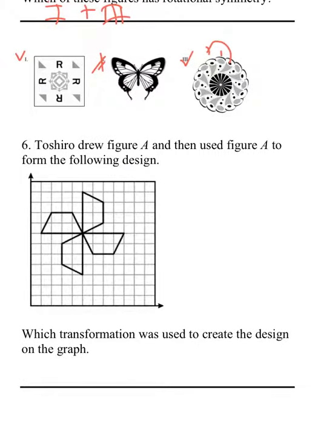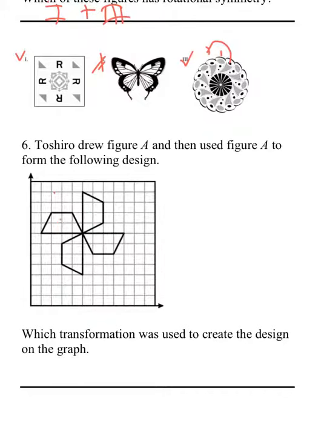Toshiro drew figure A, then used figure A to form the following designs. Which transformation was used to create the designs? So figure A is a trapezoid. It doesn't matter that one of them doesn't say figure A. How do you get this shape to also make that shape and that shape? Well, translation is only moving left, right, up, down, but it would stay with the long line on the bottom, right? So you can't do that. You can't get this by just translating that, right?